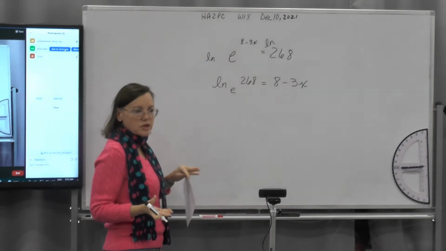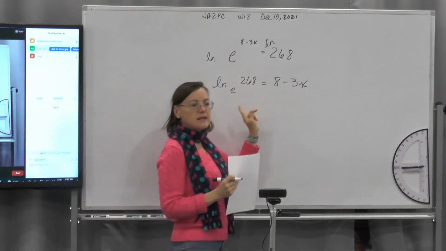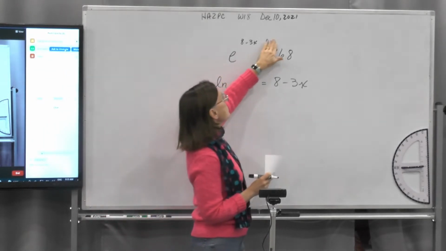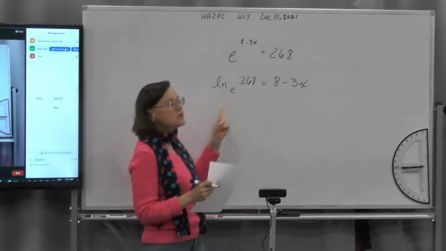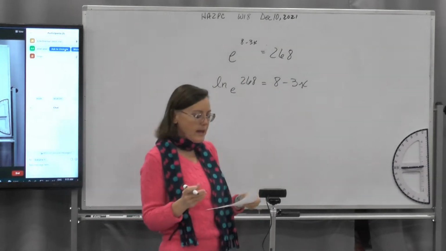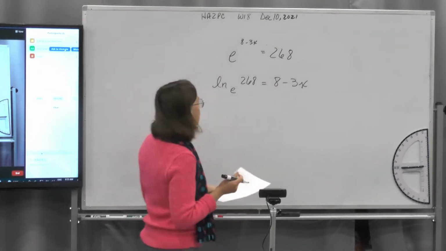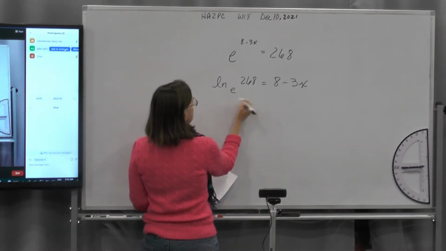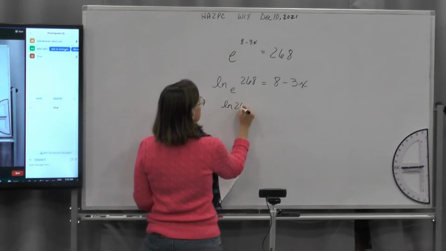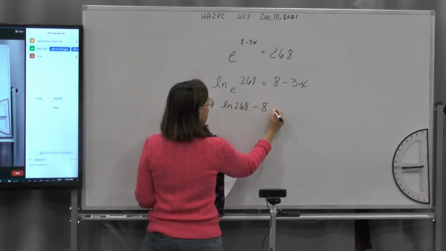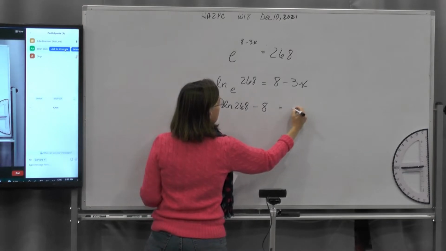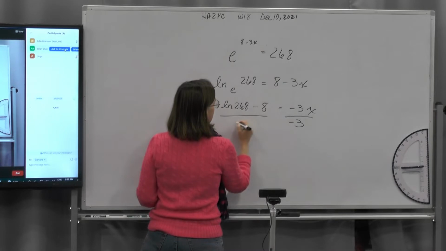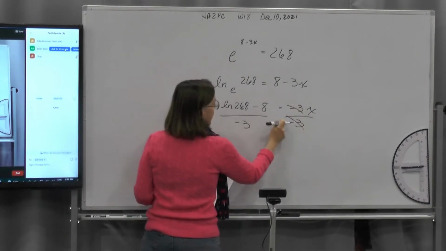I mean, it does work, but I find it has served me better to take something that's in simple exponential form and just put it in simple logarithmic form, okay? And then from here, this is a number, right? So if you notice, to solve this, natural log of 268 minus 8 is going to equal negative 3x, right? And then divide by negative 3, and that's what x equals.